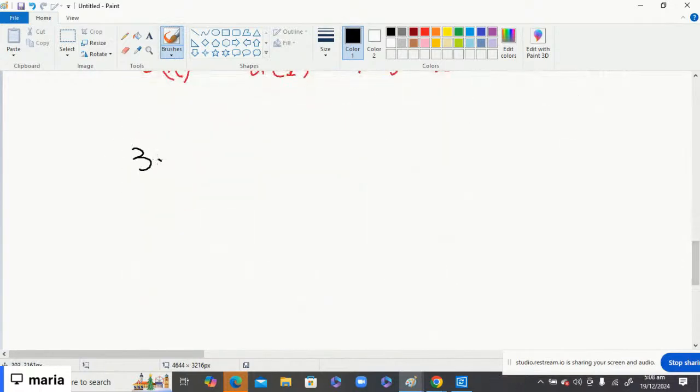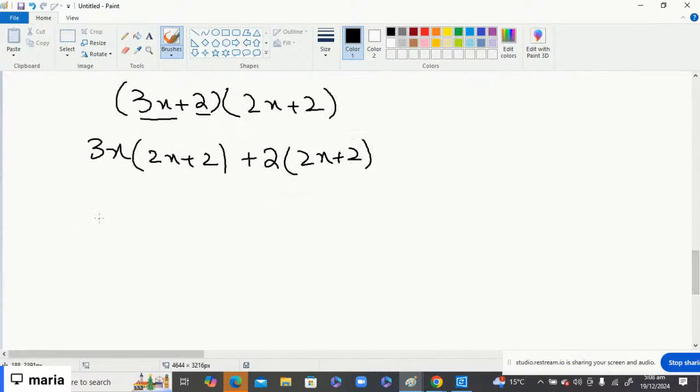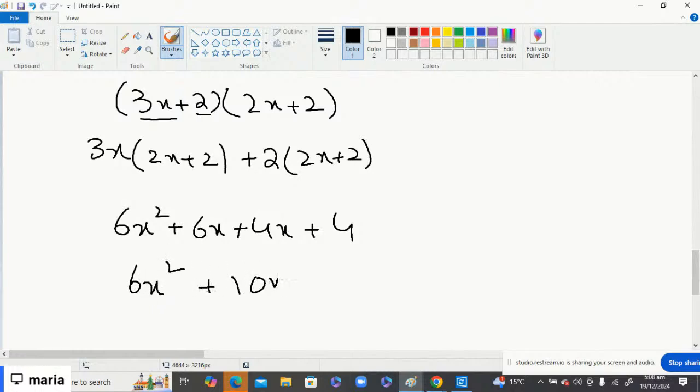Let's multiply 3x plus 2 and 2x plus 1. Multiply first 3x with everything inside the other bracket, then 2 with everything inside it. First term with both, second term with both. After multiplication, what's the answer? 6x square plus 3x plus 4x plus 2. Now 3 plus 4 is 7x, so 6x square plus 7x plus 2.